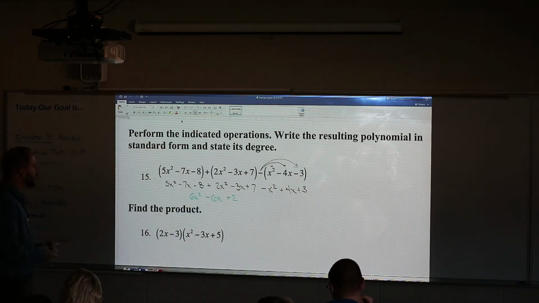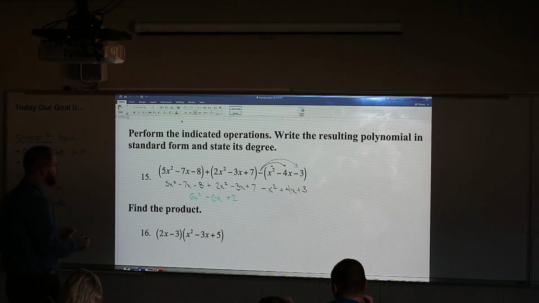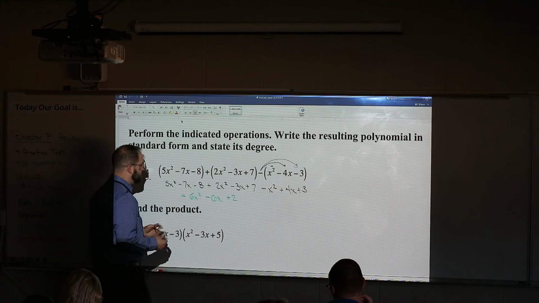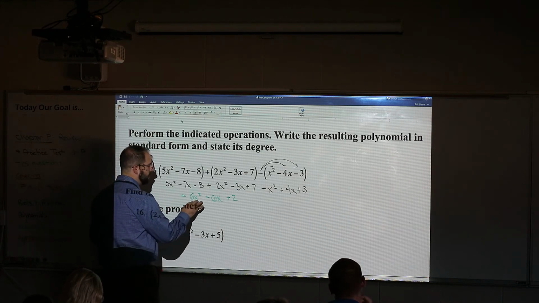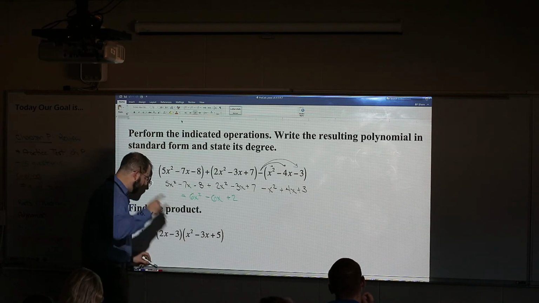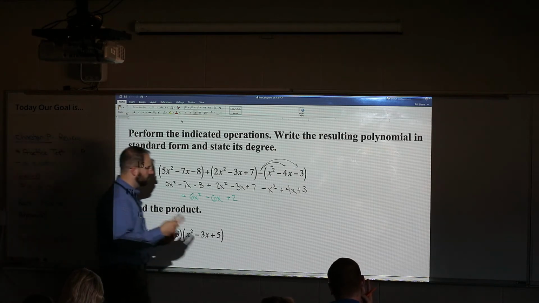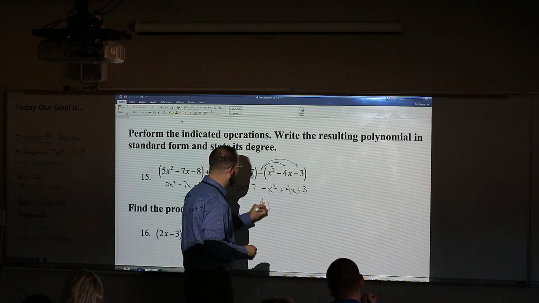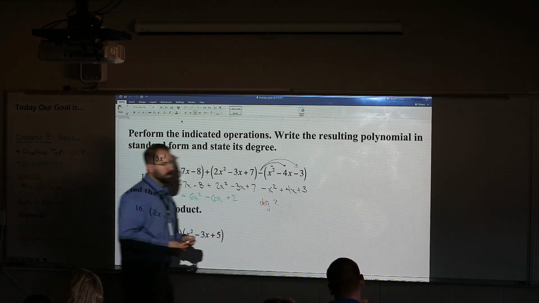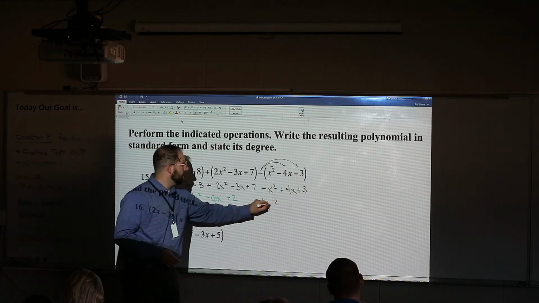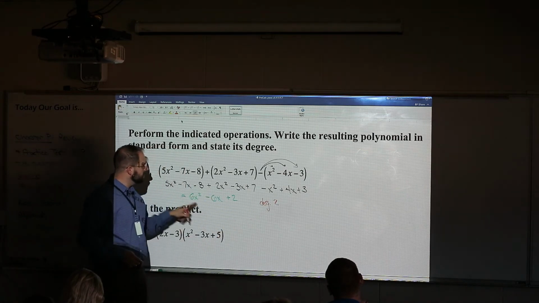Did I forget anything in that problem? Doesn't look like it. Now, at this point, that's the simplest form. You know, that's the reduced form. It's in standard form, going in descending order. What's the highest degree? Two. So it's degree 2. So I have to write that behind. Degree 2. So you can abbreviate the line. Okay, so I'm looking for this and that.